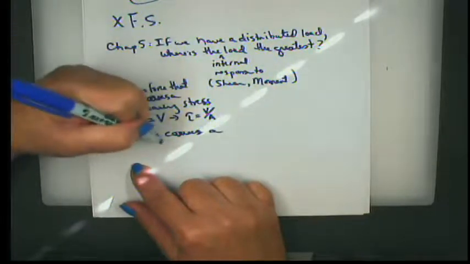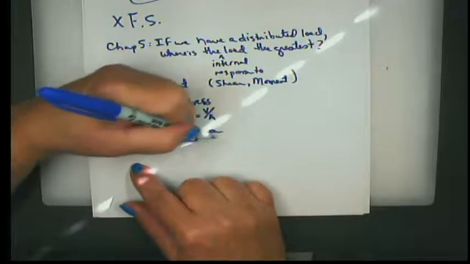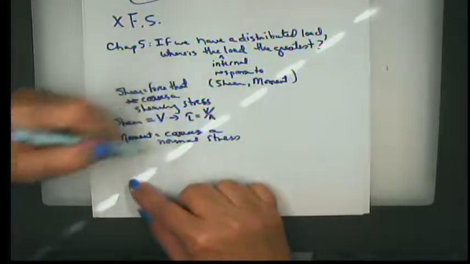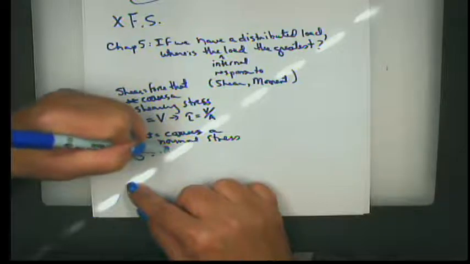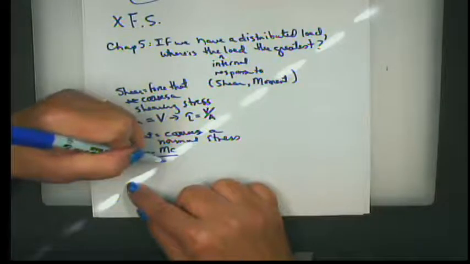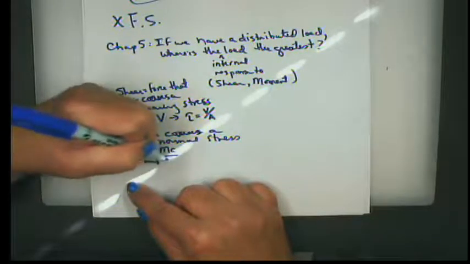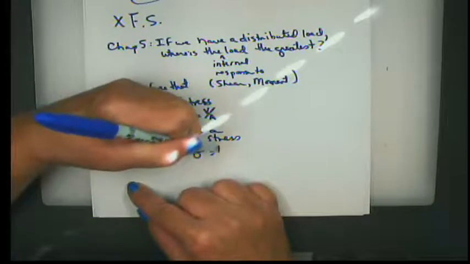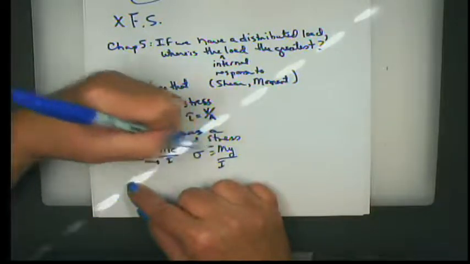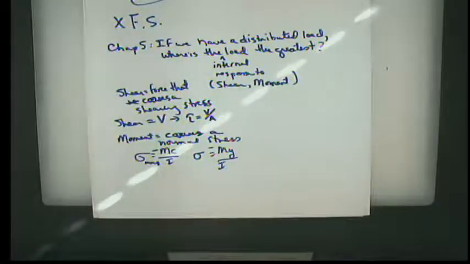All right? And a moment, we know, is not a force, but it's a moment, but it causes a normal stress like this. Sigma is equal to MC, sigma max is equal to MC over I, or sigma is equal to My over I. And of course, we have a negative to indicate that a positive moment will result in a negative sigma toward the top of the beam.